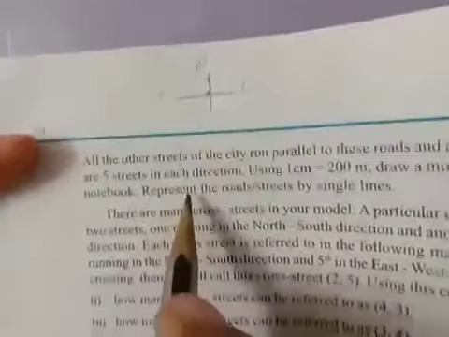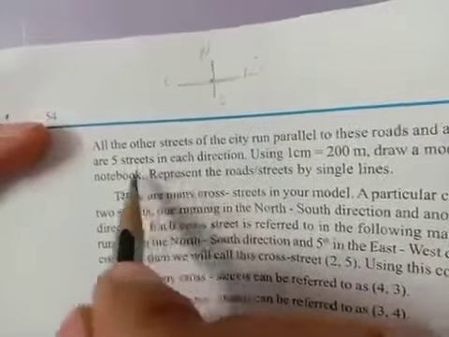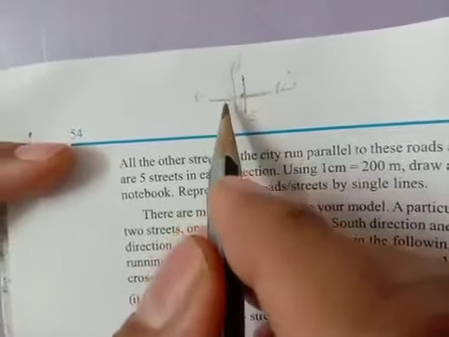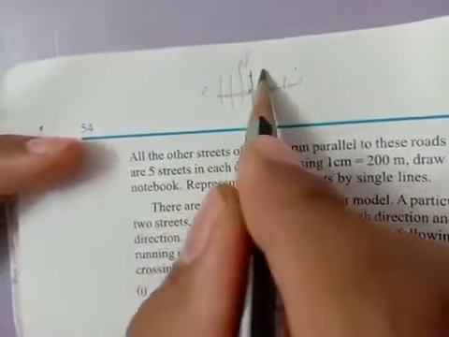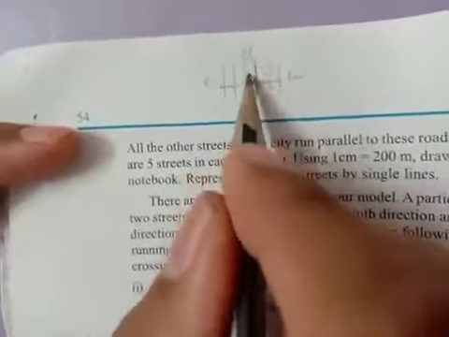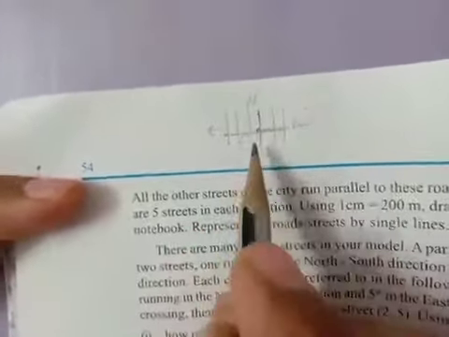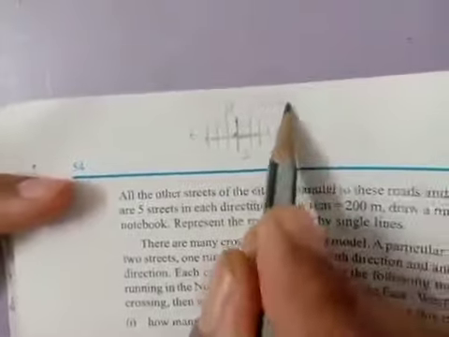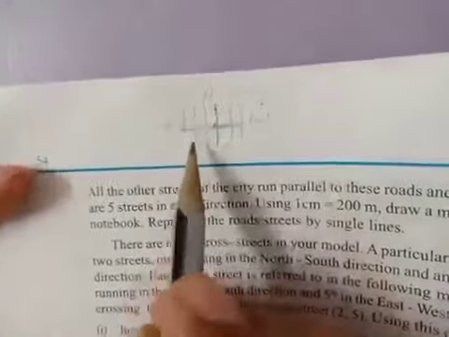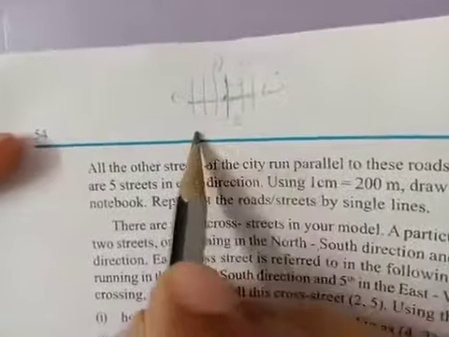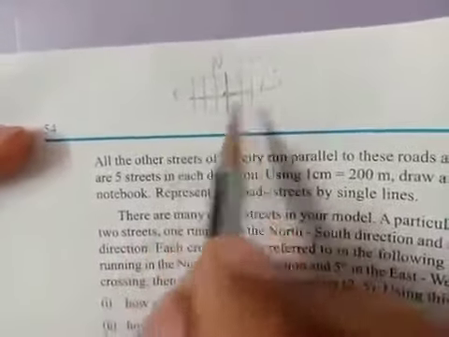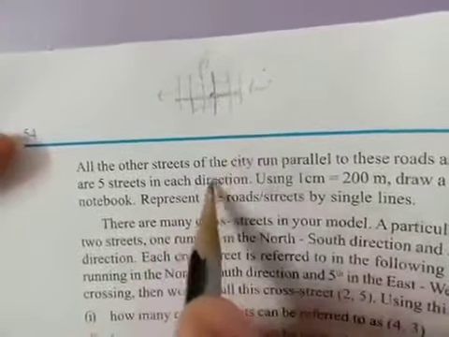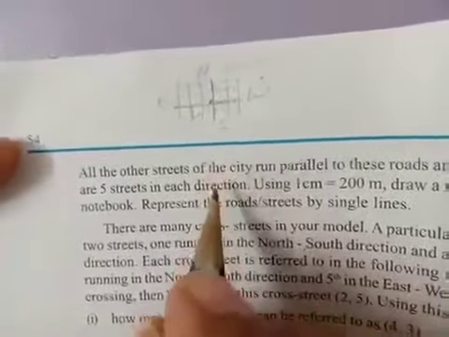Okay, now there are 5 streets running parallel to, suppose, north south: 1, 2, 3, 4, 5. And the distance between them is how much? It is 200 meters. Okay, here it is given. And in the same way there are 5 streets running parallel to the east west direction. The distance between them also is how much? 200 meters. Okay, so I'll draw and show you.